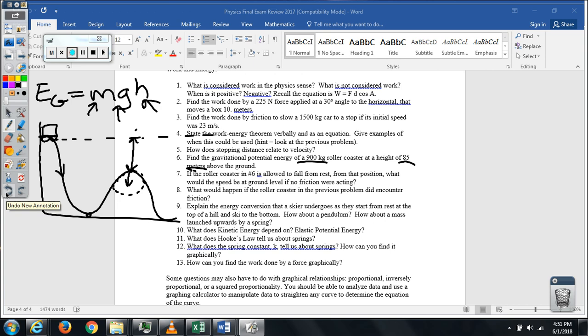So if the roller coaster in number 6 is allowed to fall from rest from that position, what would the speed at ground level be if there was no friction acting? You would take EG, which is at the top, and set that equal to EK at the bottom.